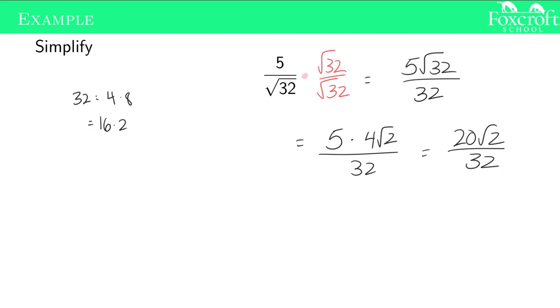So I would accept that answer on a skill check, but I can do a little bit better. 20 and 32 are even, so I could write this as 10 square root of 2 over 16, and 5 square root of 2 over 8. So the fully simplified perfect answer would be 5 square root of 2 over 8, because you can't simplify that fraction anymore.